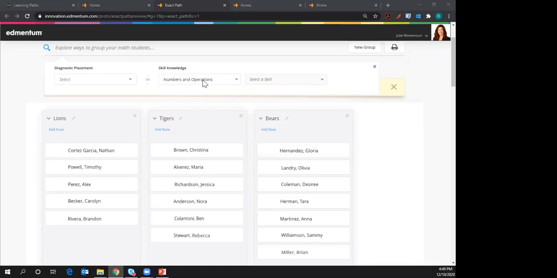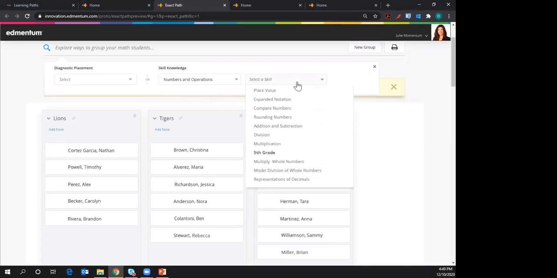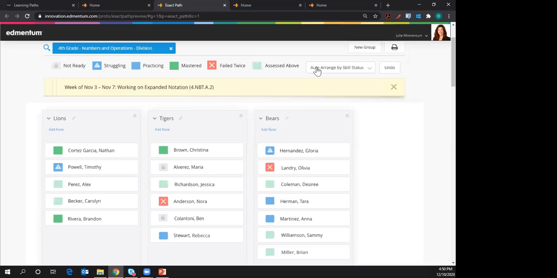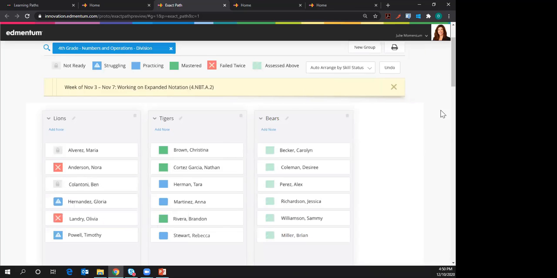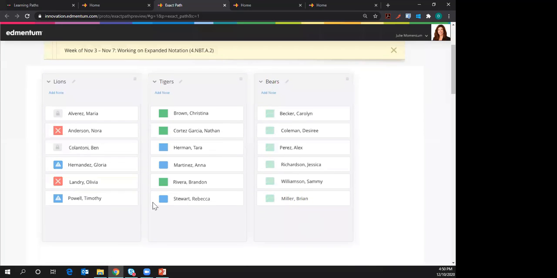So I would pick whatever domain I want from math, reading, or language arts. And then I would pick whatever skill I'm interested in, K-12. And have Exact Path create my groups for me. I just saved a lot of time, didn't I? No analysis, no aggregation. I can come in here and jump straight to the moment of action, which is helping Maria, Nora, Ben, Gloria, and the rest. So these lions are all below grade level in that skill I chose. And the tigers are about on grade level, and the bears are all above grade level.